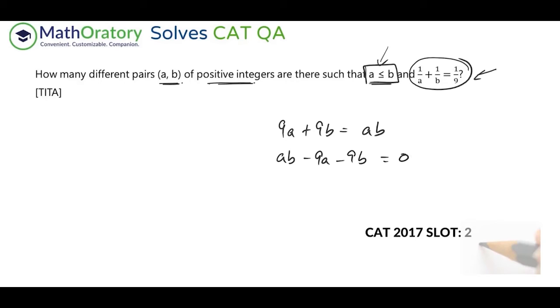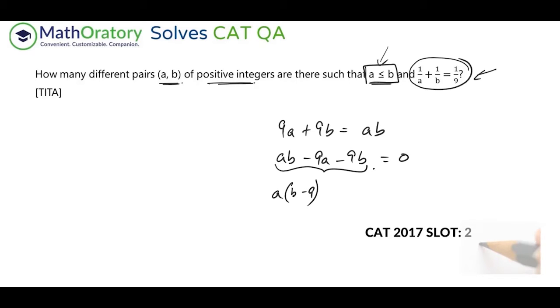Whenever you have something of this form, it can actually be factorized. But once you factorize this, it will not remain zero. It will change in value. Let me show that to you. First, let us take a common, so we have a(b minus 9).